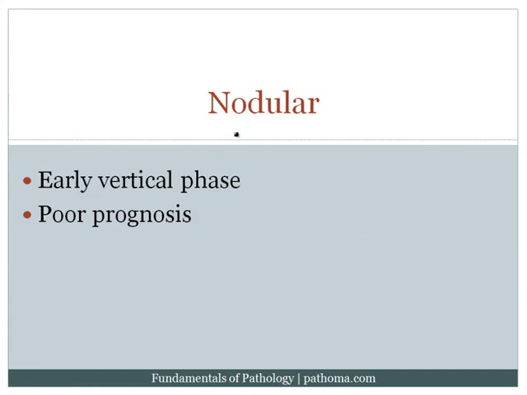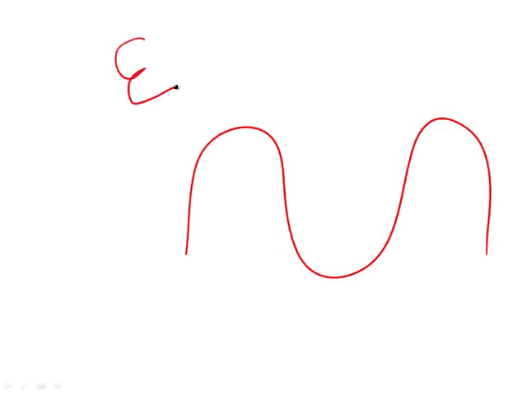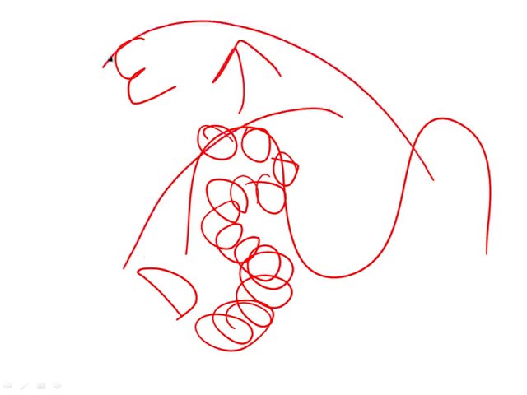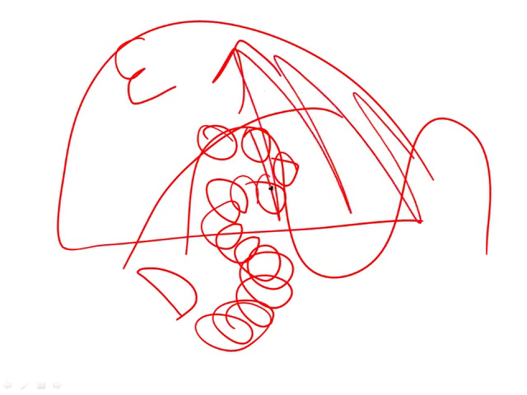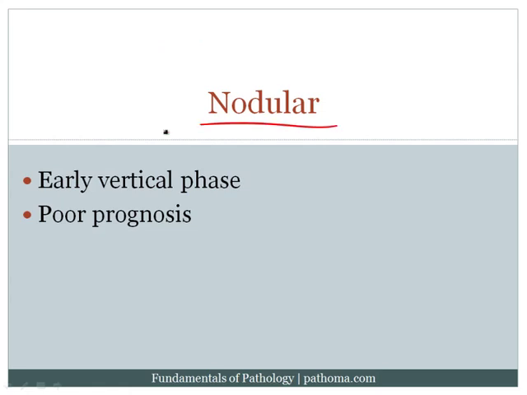It doesn't go deep. The third type is called a nodular melanoma, and this has an early vertical phase. And the idea here is that if this is the epidermal-dermal junction, then the tumor cells begin to grow, and they start growing down very early. Now, when they grow down, what they do is they push the epidermis up. And as they push the epidermis up, that's going to create a bump on the skin, which is why it's called nodular melanoma, because you get this nodule on the skin. It has an early vertical phase and a poor prognosis.